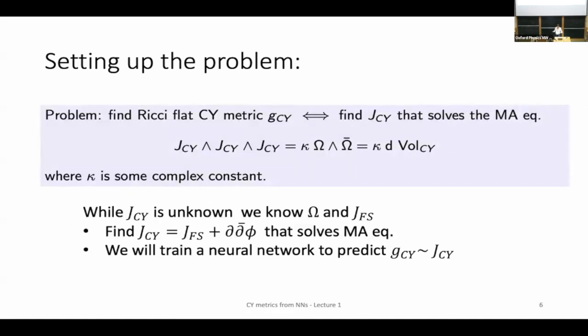Okay, so let's just remind ourselves what the problem is. We want to find the Ricci-flat metric, which means that we want to solve this Monge-Ampère equation, and that relates these two volume forms. We have the Kähler form for the Calabi-Yau, that is the thing that we're after, J_CY.